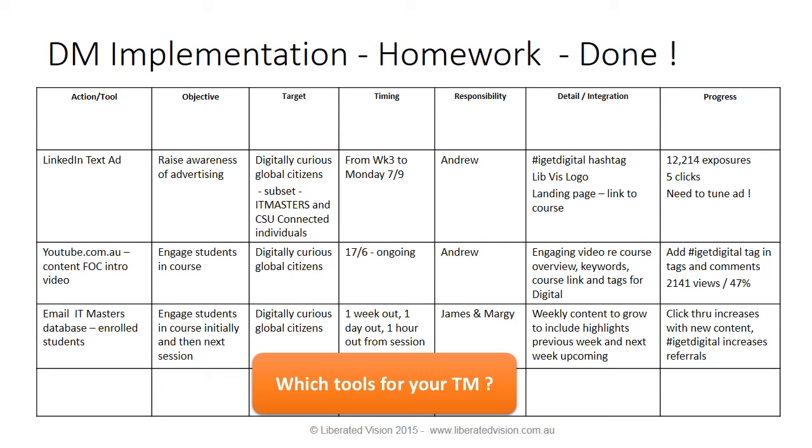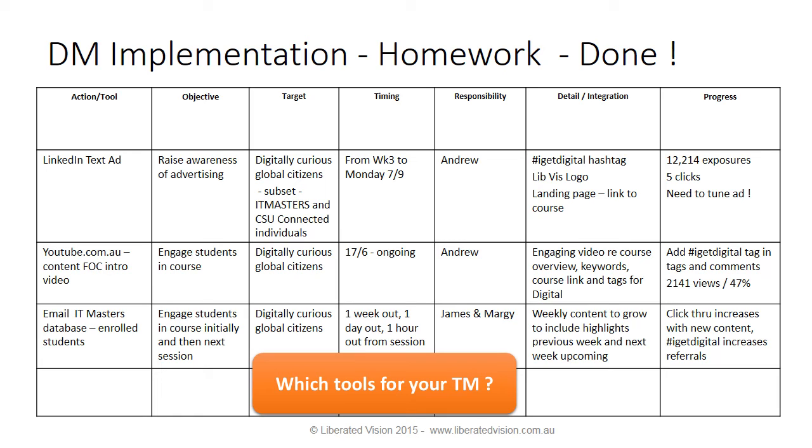Particularly around where some of our digitally curious global citizens were. They're in countries with very, very poor broadband, or in fact no broadband capability. It's still alive, so it started on the 17th of the 6th. It's still going, so you've got the detail about the timing there. Again, I was responsible for it.